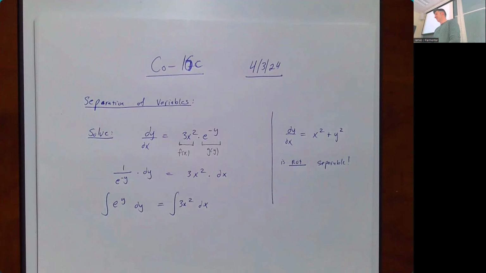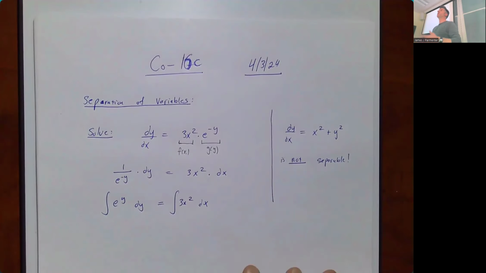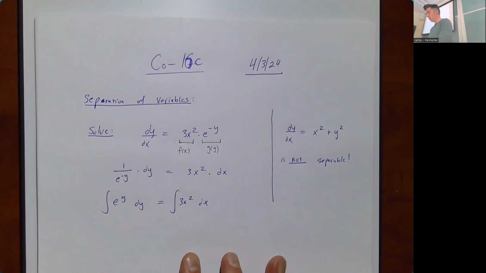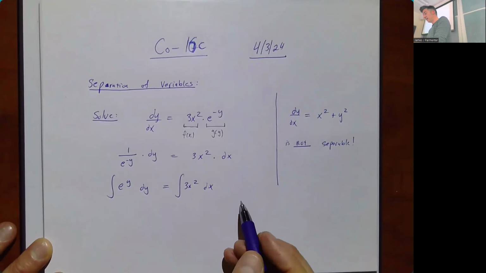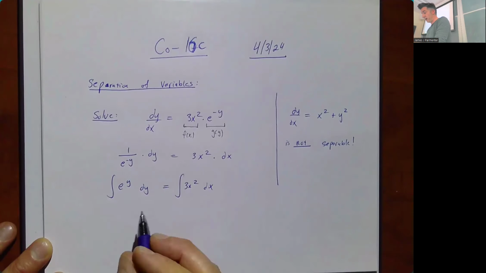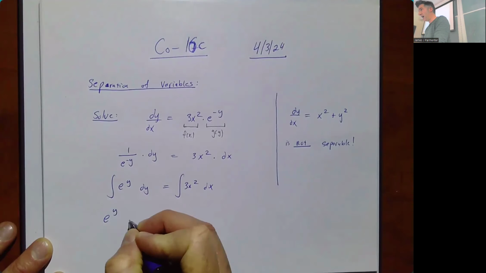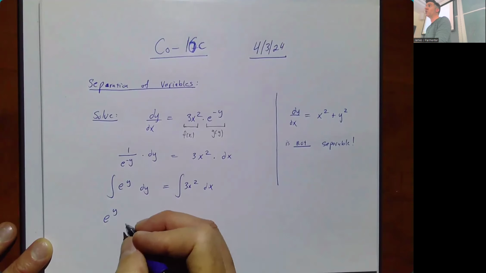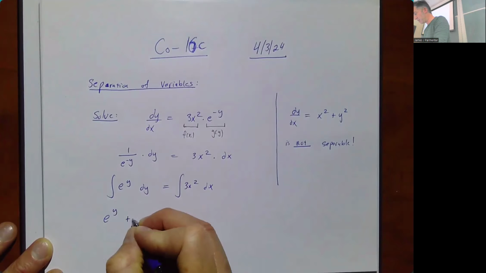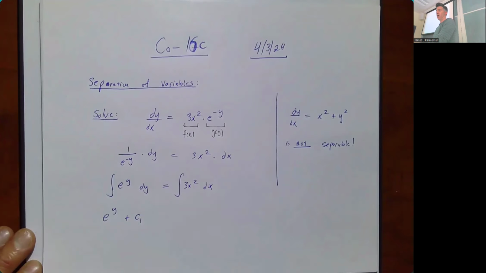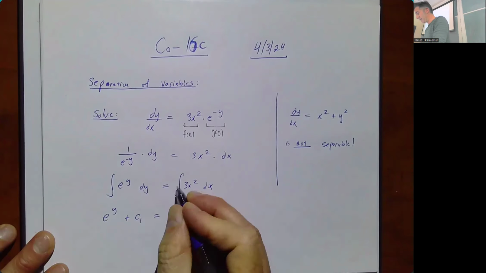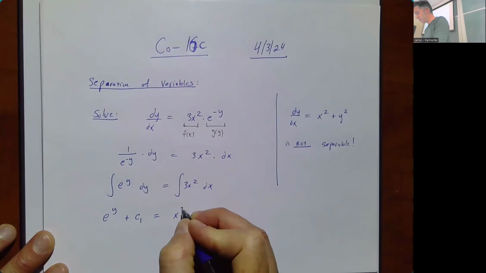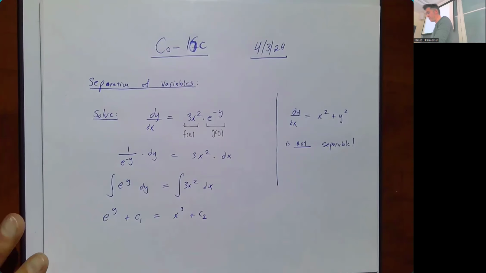I'm going to do something in this next step slightly out of character just to show you why we don't do it this way, but then we're going to do it the right way. What I'm about to do is not wrong, it's just not typical. So anti-differentiating both sides, the antiderivative of e to the y is e to the y, and I'm going to say plus c, although we don't usually put it over there. In fact, I'm going to say plus c1. On the right-hand side, the antiderivative of 3x squared is x cubed plus a constant c2.